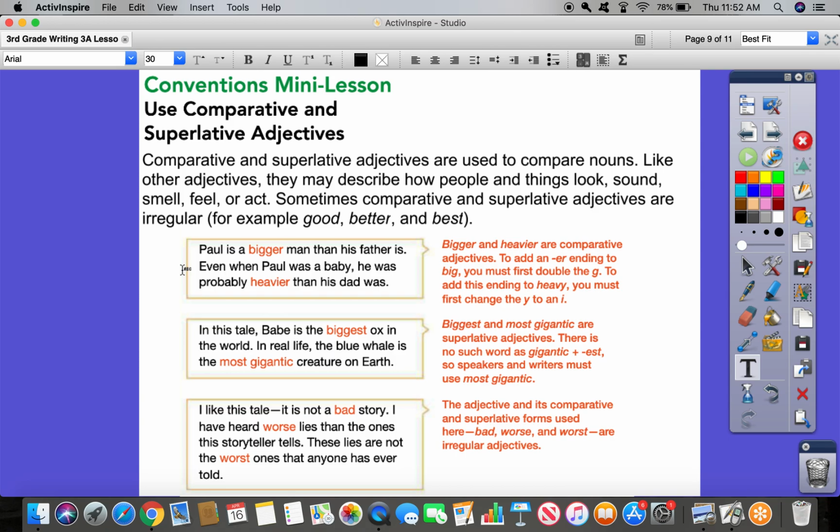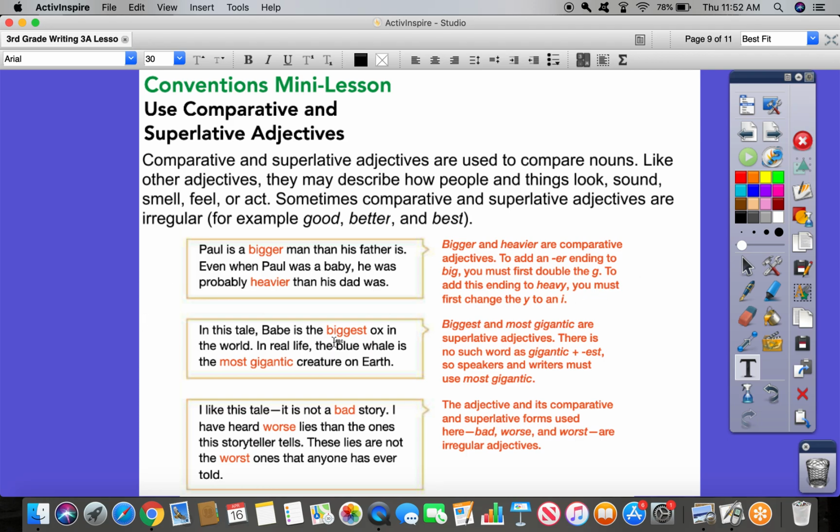Let's look at our first box here. Paul is a bigger man than his father is. Even when Paul was a baby, he was probably heavier than his dad was. Bigger and heavier are comparative adjectives. To add an ER ending to big, you must first double the G. To add this ending to heavy, you must first change the Y to an I.